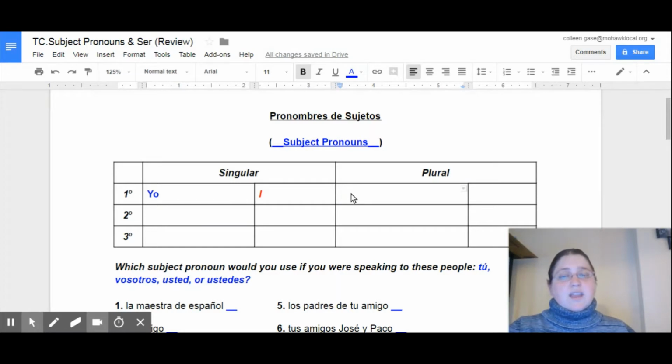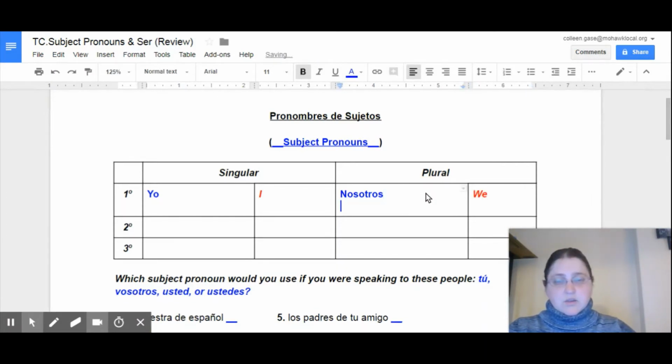Plural would mean that I went with somebody else. And if I say Bob and I went to the store, I can just as easily say we went to the store. In Español es nosotros. Repite, nosotros, nosotros. It looks really long and scary. It's actually not that hard. Okay? This is we.